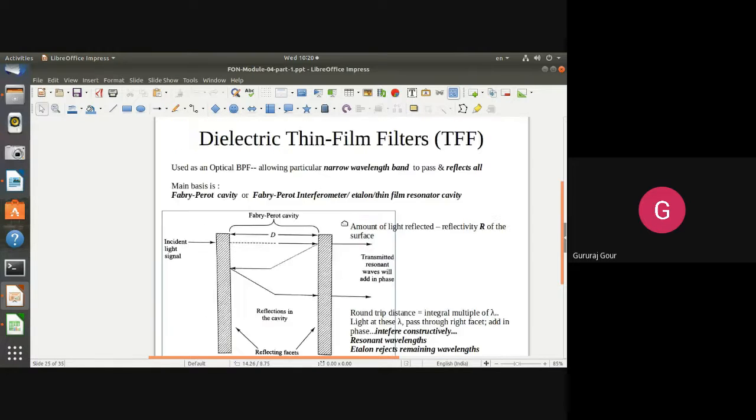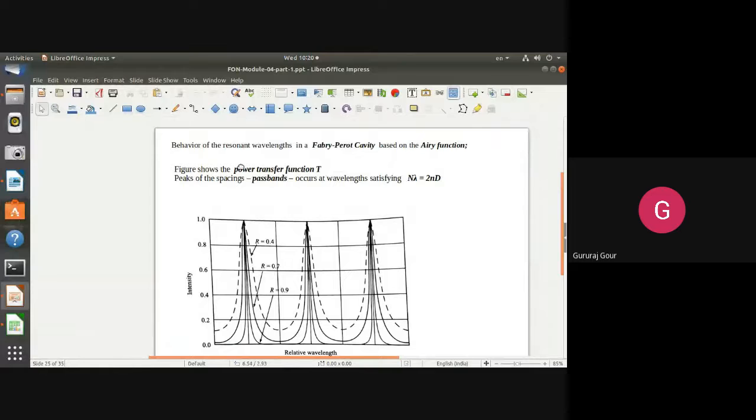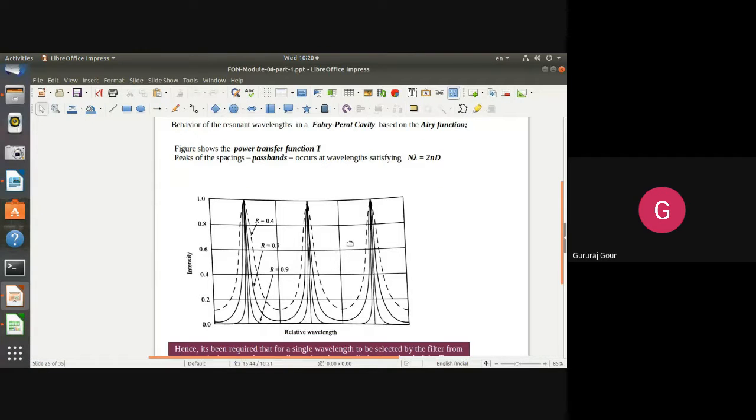Here we are told that the amount of reflected light, or the brightness of these colors, depends on the reflectivity parameter R of the surface of these materials. The behavior of the resonant wavelengths in the Fabry-Perot cavity is based on the Airy function and the reflectivity of the material. This we have already discussed in the case of the Fabry-Perot cavity resonator. You can repeat the same things here.